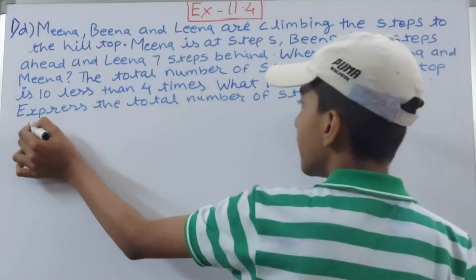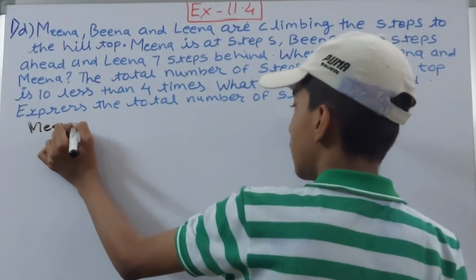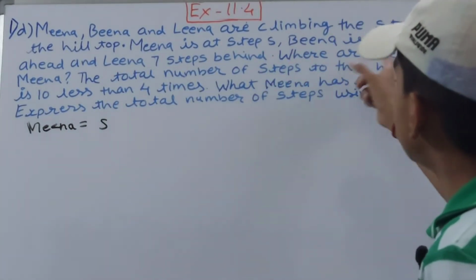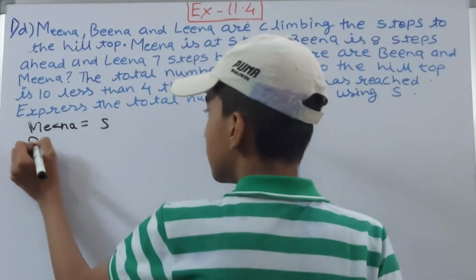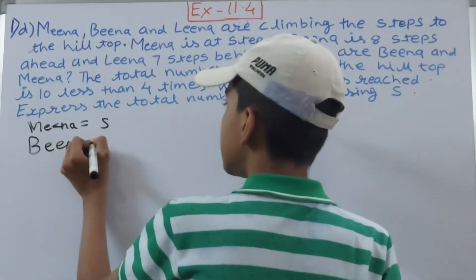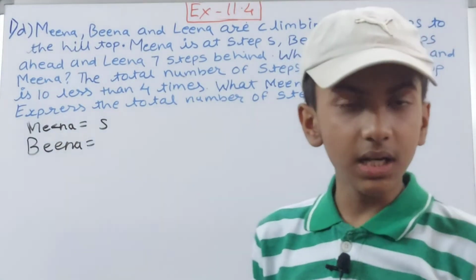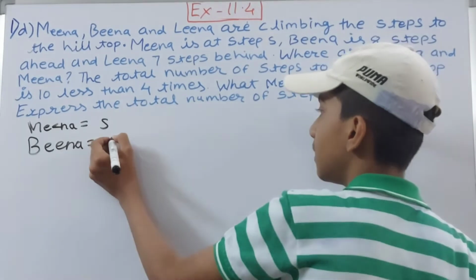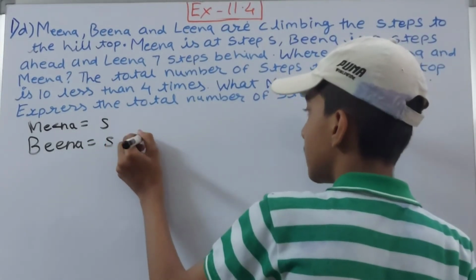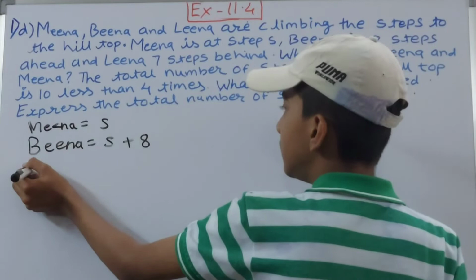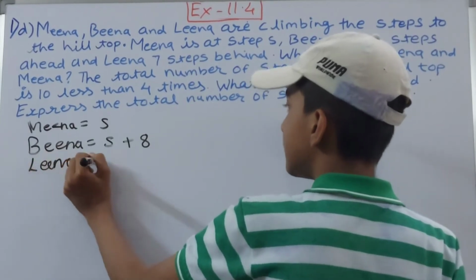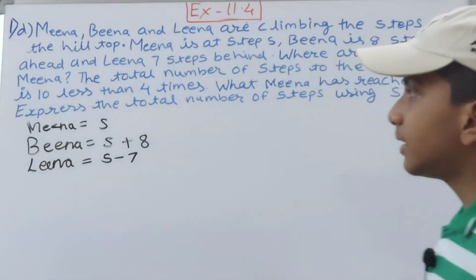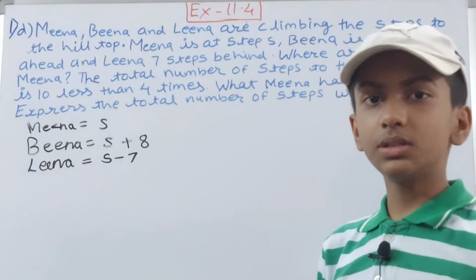Now here Meena, she is at S, so S. Then you can see that Beena is 8 steps ahead, so you can write here that Beena is 8 steps ahead of Meena. Okay, so what is the distance? Where is she at? S plus 8, right? So S plus 8. Then we have Leena, so Leena is 7 steps behind, so S minus 7, right? So like this we have found out where all the 3 are.